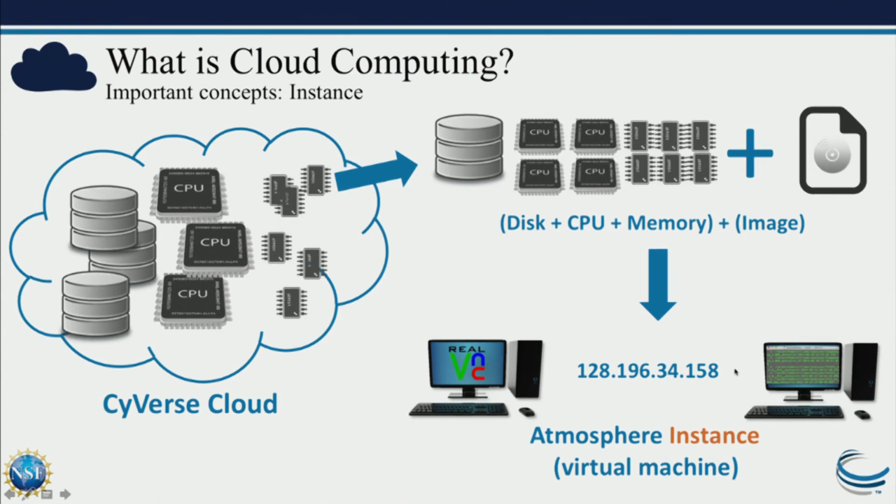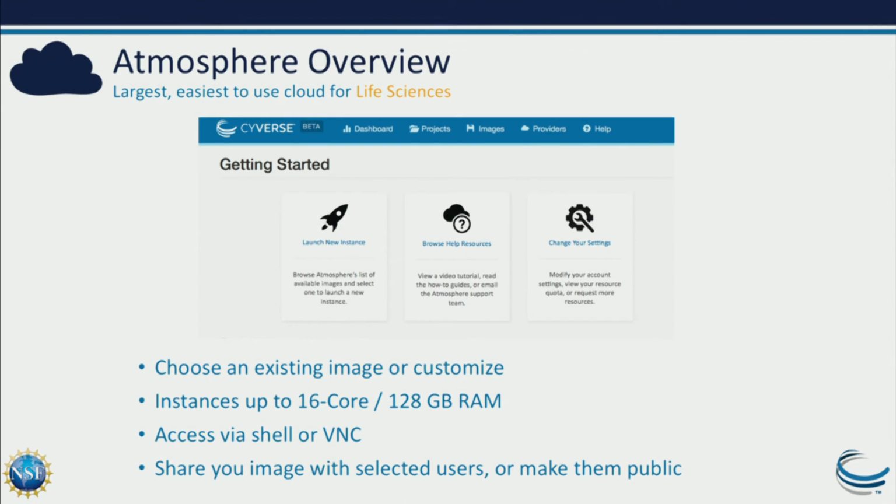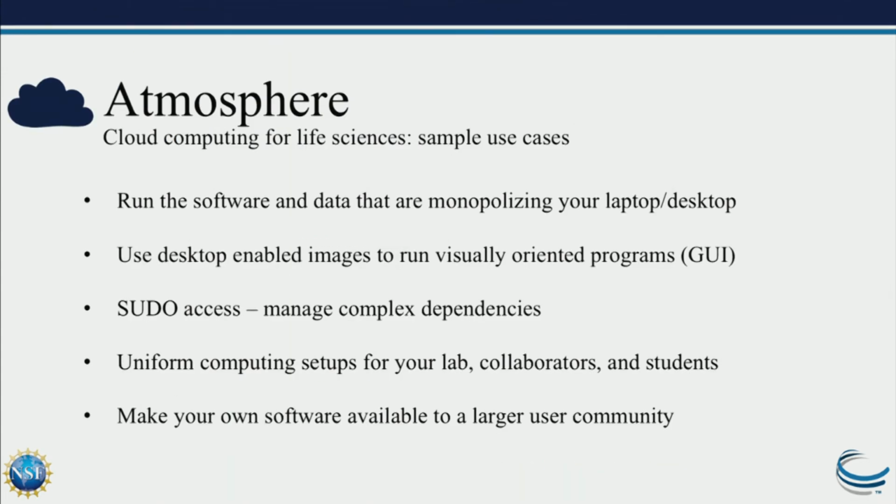So what's the value of this? Well, there's lots of different things. One, you can choose any of the operating systems with the software installed that we have, or you can actually build your own. You can get systems that are pretty decently sized, up to 16 cores and 128 gigs of RAM. You can access things via the shell or VNC, and you can actually share your images with other users. You can even make them public. So there's lots of advantages.